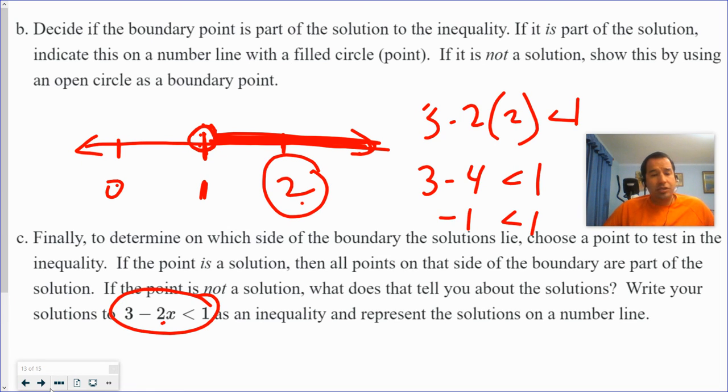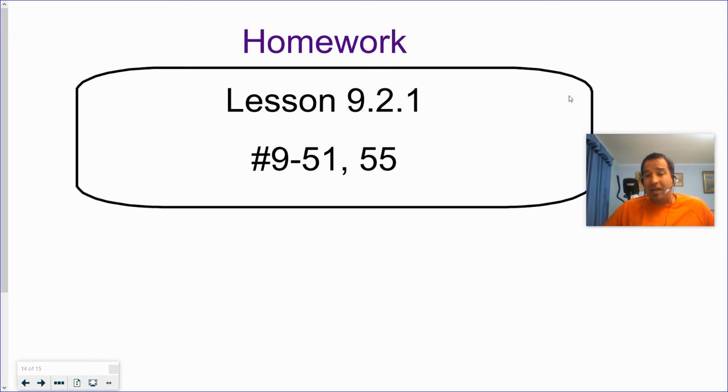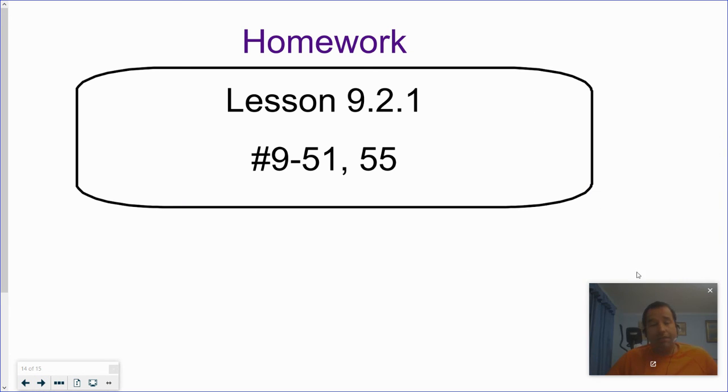Okay, so guys, that's it for today. It was just a basic one-step inequality. Tomorrow we take two-step inequalities, and so it will get more complicated tomorrow. For today, it's kind of foundational, and hopefully that made sense.